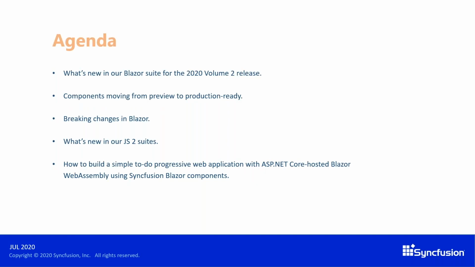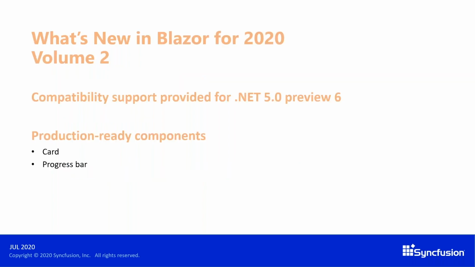So today, the agenda is we are going to discuss what's new in our Blazor suite for Volume 2 2020 and what's new in our EJ2 suites. And our main item is how to build a simple to-do progressive web application using ASP.NET Core-hosted Blazor WebAssembly using Syncfusion Blazor components. So what's new in Blazor for 2020 Volume 2?